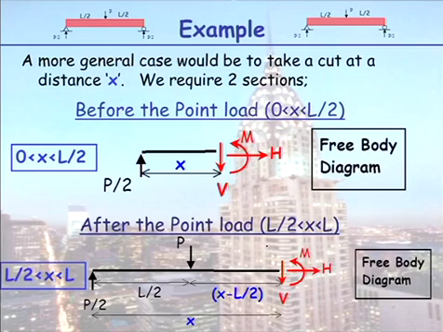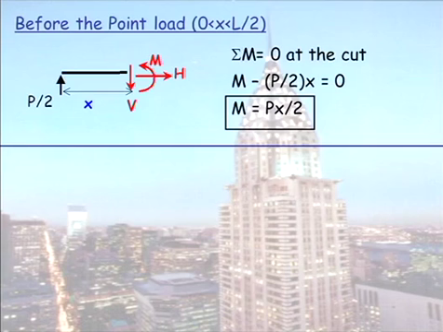Just as we did with the shear force, we're going to cut it at a distance x, and come up with an expression for our bending moment in terms of x. So for this example with the point load in the middle, we would have to consider a free body diagram before the point load and a free body diagram after the point load. Before the point load, taking moments at the cut, I have M, then I have my point load P on 2 times x. So can you see here my bending moment is linear.